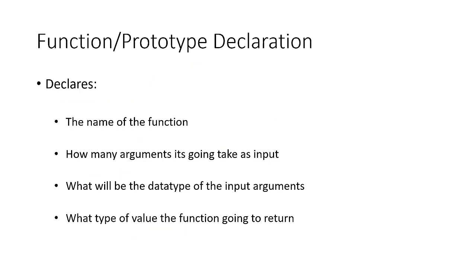In function declaration or prototype declaration, what we actually do is mention the name of the function, then how many input arguments it is going to take, and what will be the data type of those input arguments. Then we specify what value it is going to return. So let us go back to our previous example and see.